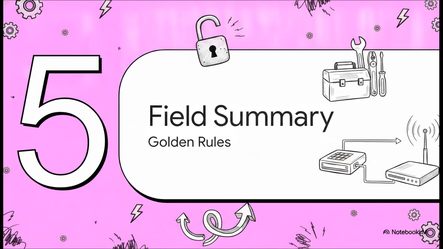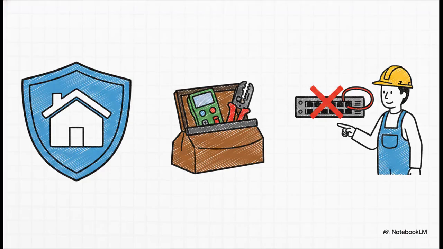Okay, let's wrap this up. Part 5, Field Troubleshooting Summary. Before we finish, let's lock in your 3 golden rules for your next dispatch. First, always isolate the local CPN before you ever start blaming the external service provider network. Remember, most of the time, the issue is right there inside the building.